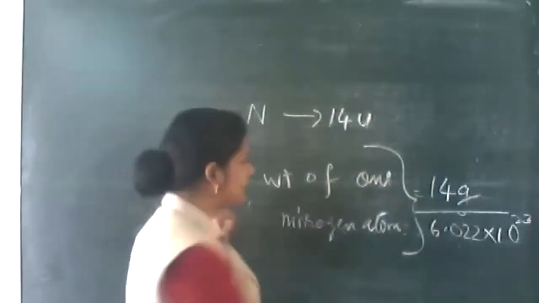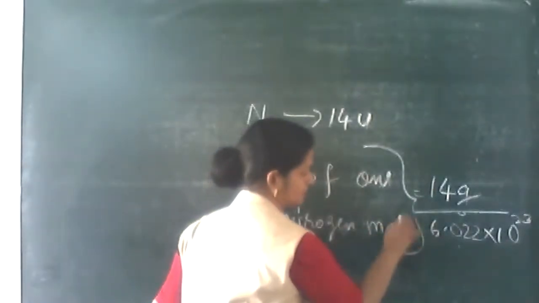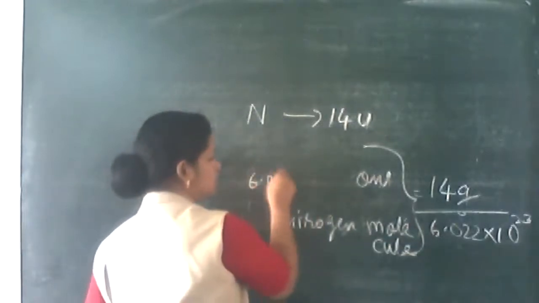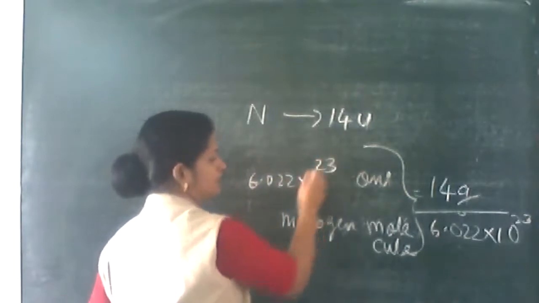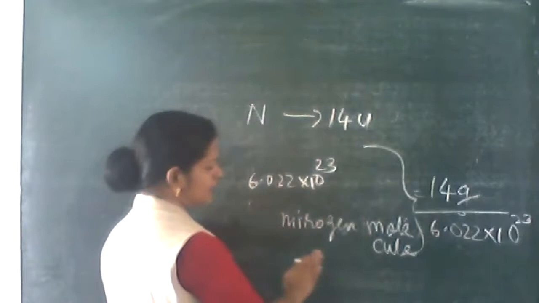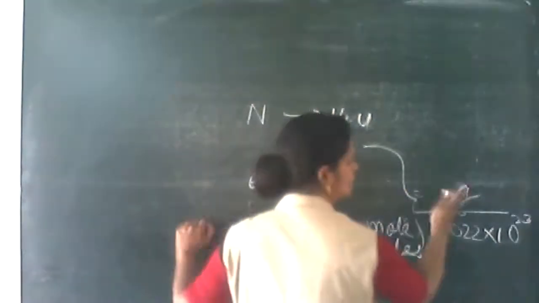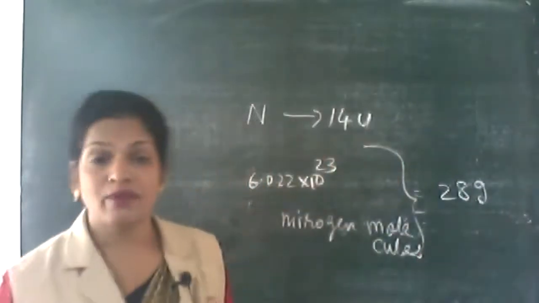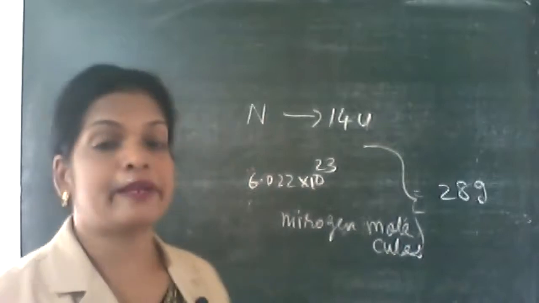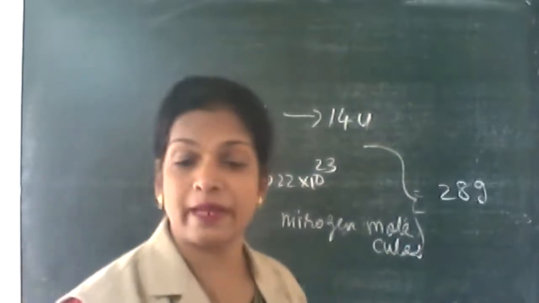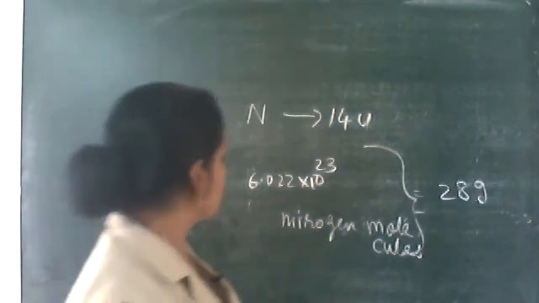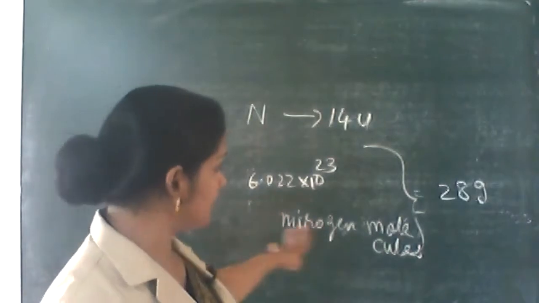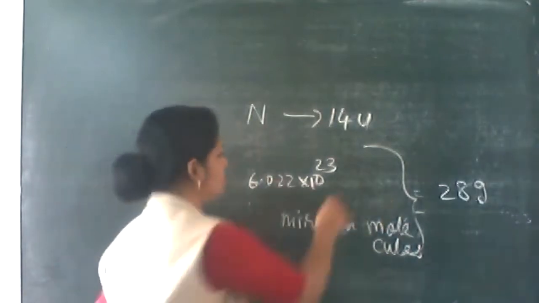Suppose nitrogen molecule. 6.022 into 10 to the power 23 nitrogen molecules have a total weight of 28 grams. See, one molecule of nitrogen means N2, which is made up of 2 nitrogen atoms. So these many nitrogen molecules make 1 mole.